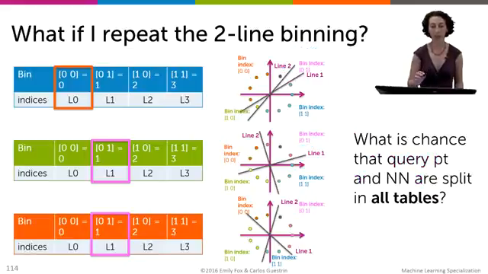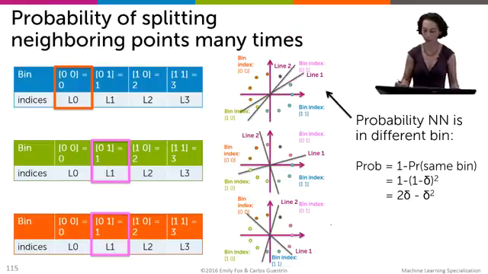What this statement is equivalent to is, what's the chance that the query point and the nearest neighbor are in different bins, that they get split in all of these different hash tables? So what's the probability that a line falls between the query point and its nearest neighbor in this first example, this second example, and this third example? Well, we can work through this mathematically or probabilistically.